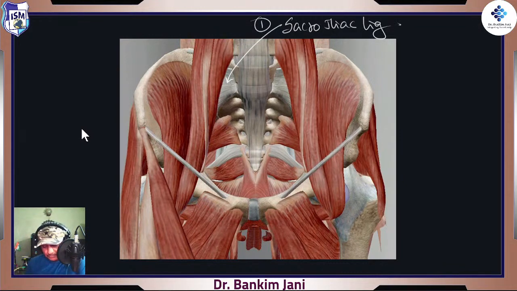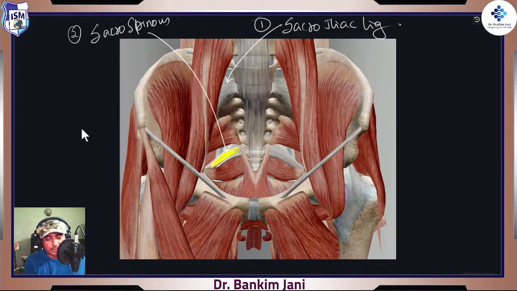Then we see there is one more, which is going like this. This is what we are talking about. That one would be from the sacrum going towards the ischial spine. So let's put it over here. And that's our second structure, the sacrospinous ligament. From this point onwards, we'll write this as SS, sacrospinous, and sacroiliac as always SI, right?